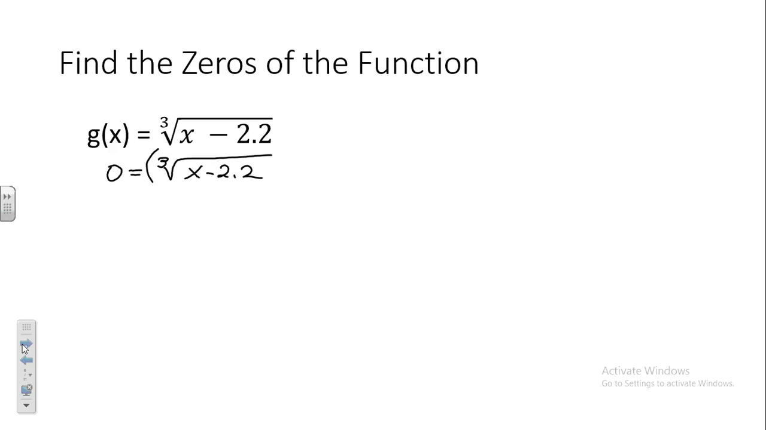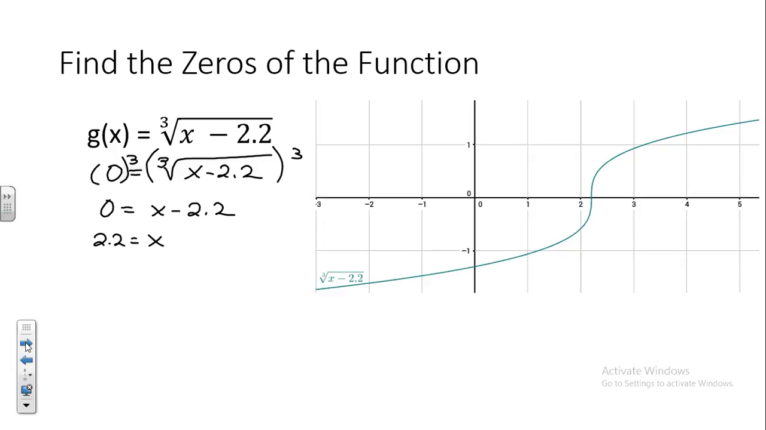So if I take this to the third power, taking the other side to the third power, what's 0 cubed? So the radical disappears. What's x going to be? 2.2. If we look at the graph of this guy, we didn't do a lot of graphing of cube roots, but that makes sense, right? Something cubed goes like so, and this is the place where it crosses the x-axis, where y is 0. Ringing a bell? Making sense?